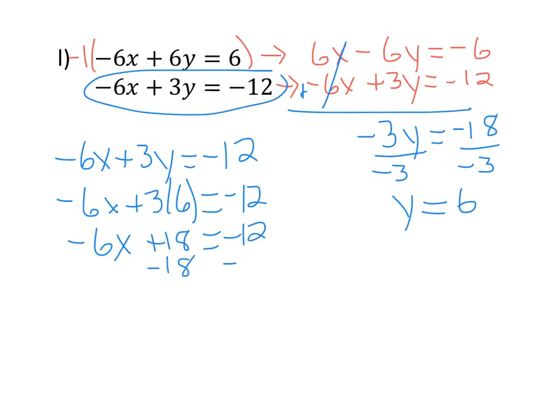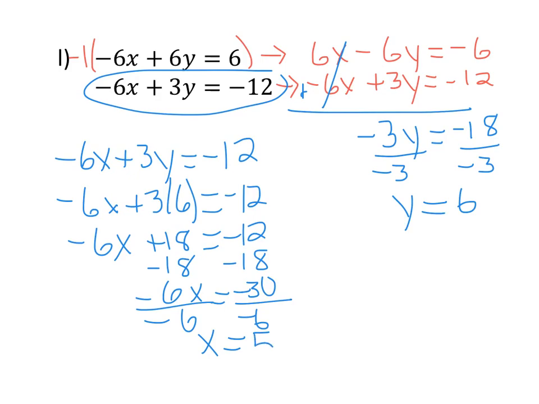Subtract 18. -6x equals -30. Divide by -6. X equals 5. So the solution here is 5, 6.